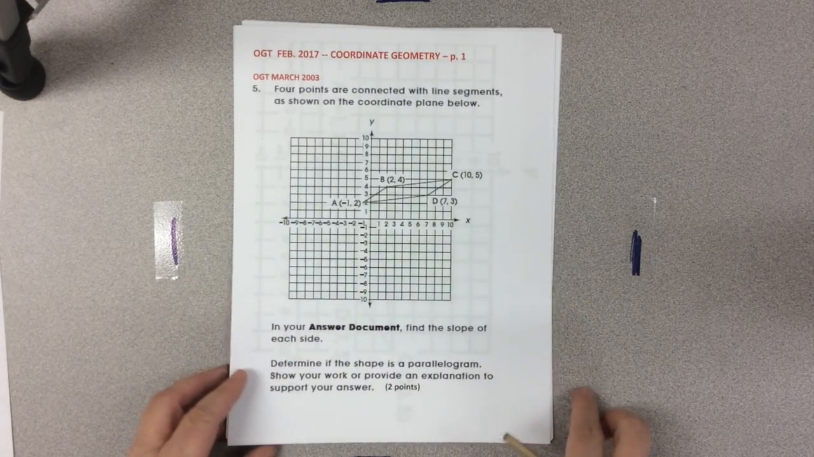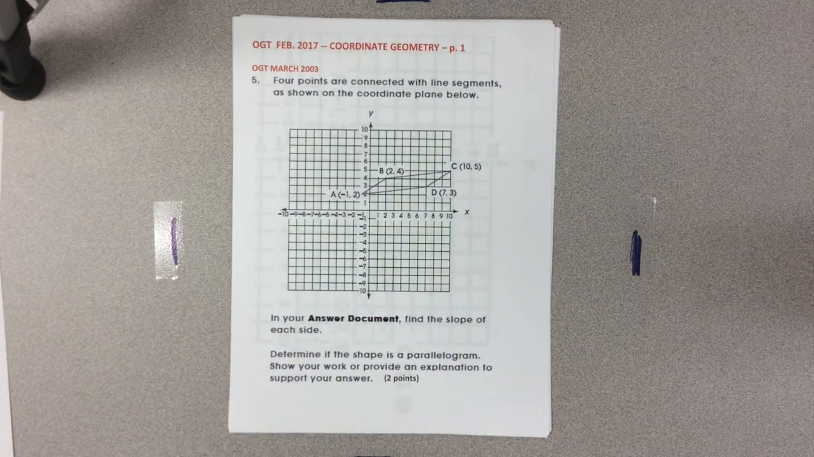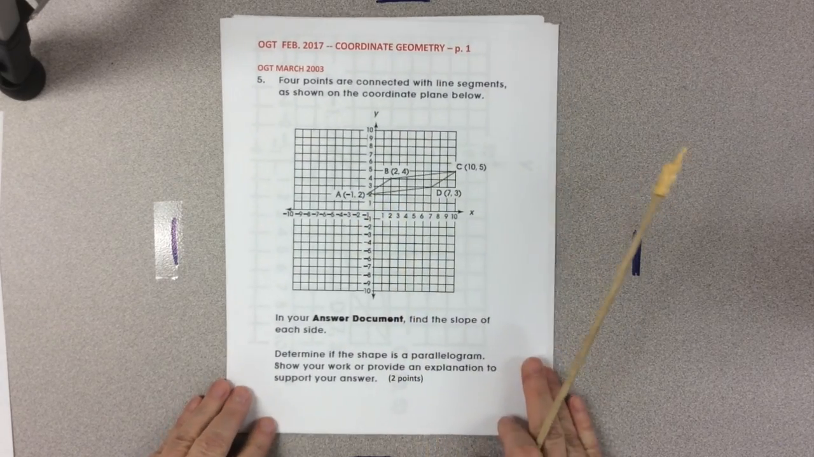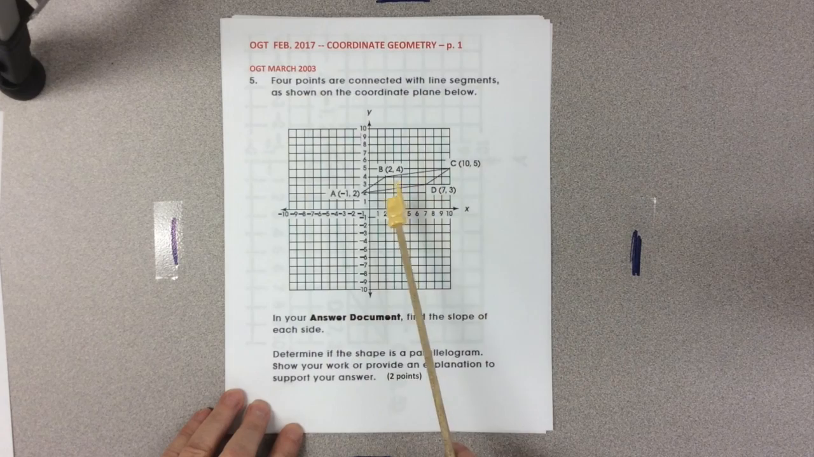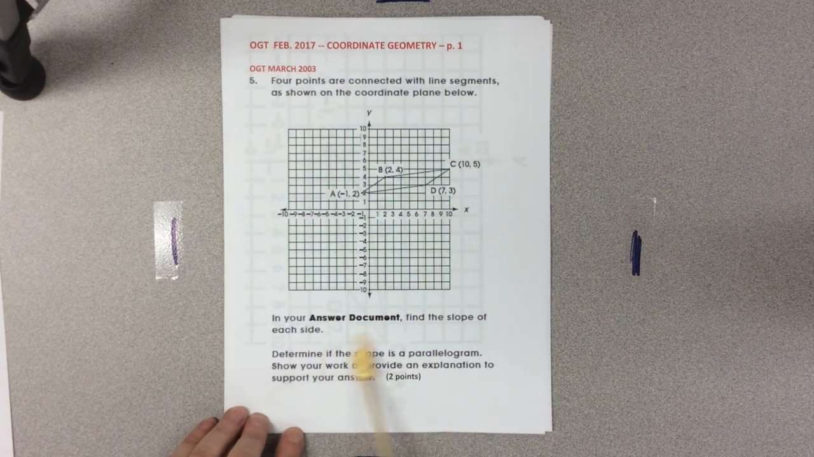This is the way it came out when I snipped it from the state test. It's a little hard to see the actual shape. It said 4 points are connected with line segments as shown. And we have to find the slope of each side, and we have to determine if the shape is a parallelogram. And of course, we have to show our work and provide an explanation.